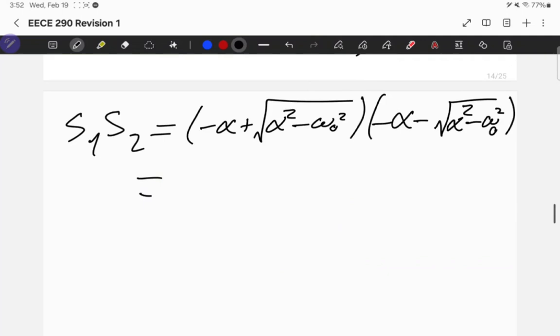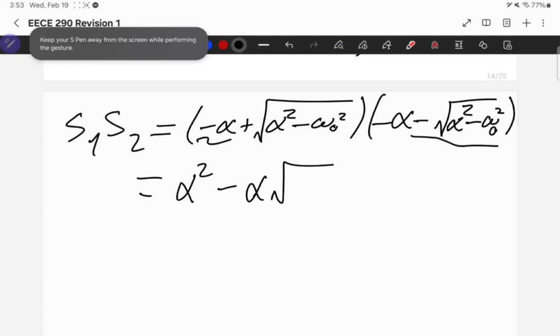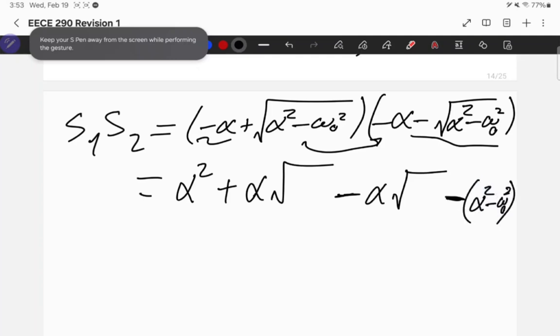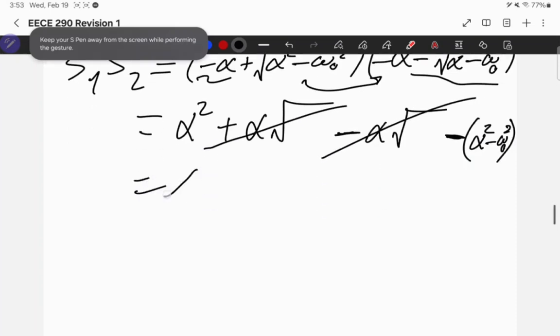Okay. Distribute. I have alpha square minus alpha square root whatever, plus. Minus and minus will cancel, so this minus cancels with this minus right here, so plus. So I'm left with minus alpha square root whatever. Minus and minus will remain, so minus, remove the square root alpha square minus omega 0 square. Now plus alpha square root and minus alpha square root will remove each other, so I have alpha square minus omega 0 square.